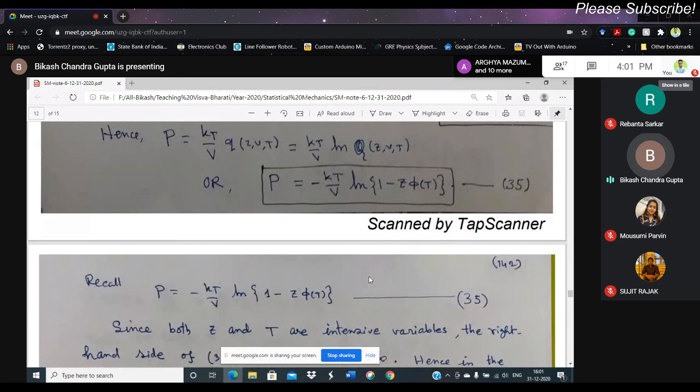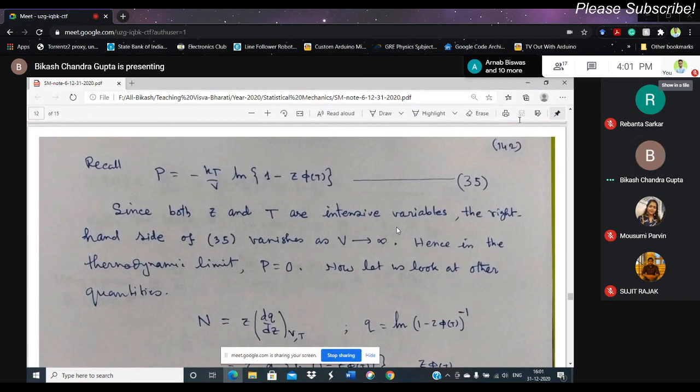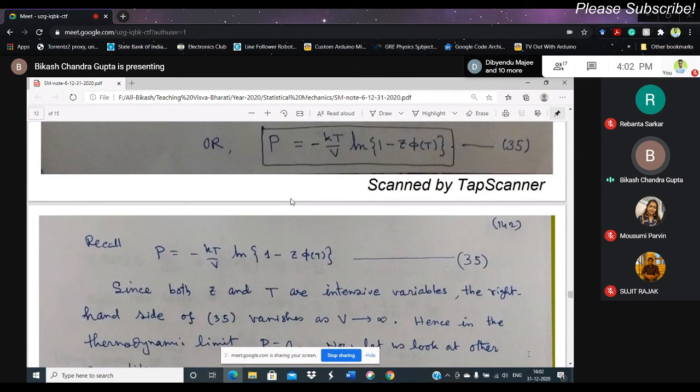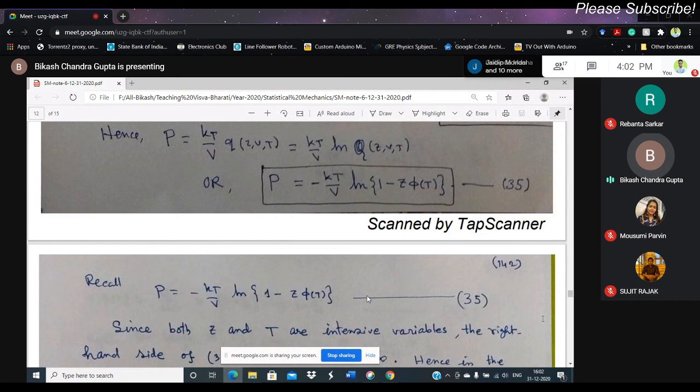And therefore, we recall the pressure expression from the earlier page, P is this, since both z and T are intensive variables on the right hand side. And what value of pressure do you expect in this case? By the way, can I ask you a question? What value of pressure do you expect in this case, where the system consists of particles which are localized?